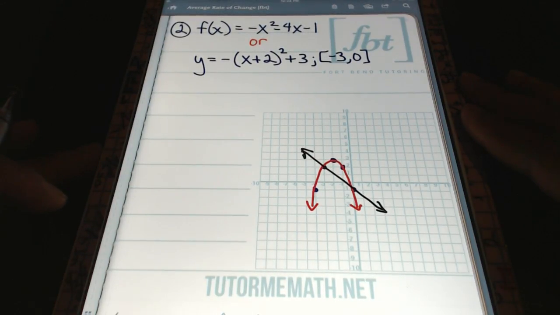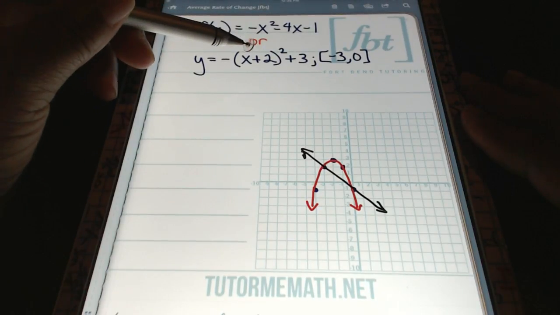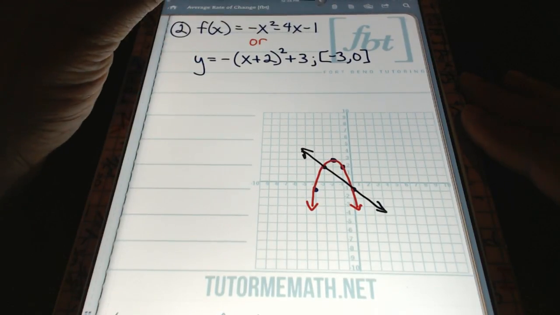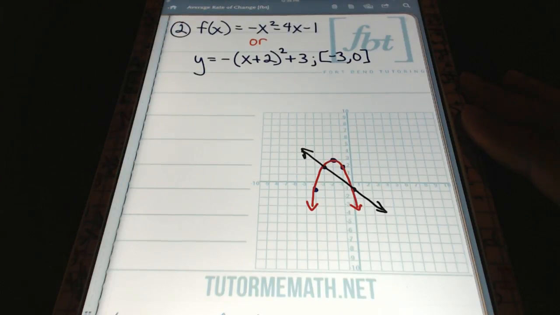Here we have problem number 2, and in problem number 2, guys, we're looking at f of x equaling the opposite of x squared minus 4x minus 1, or if it's written in vertex form, because this is a quadratic equation, aka the graph of it will be a parabola, a vertical parabola, you could write it as the opposite of the quantity of x plus 2 squared plus 3. And they want us to find out the average rate of change from negative 3 to 0.